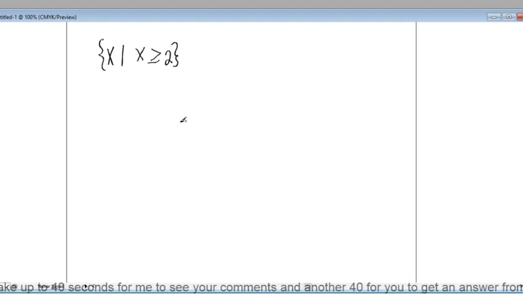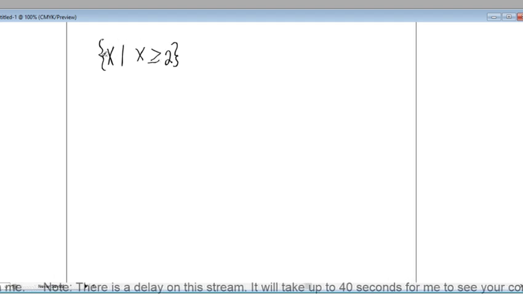Now, this is a very, very simple example of this. They can get much more complicated, but we won't ever get to that in this course. This says, and follow along with me, that we have a set. The curly braces denote a set. A set is just a group of numbers described as x, such that x is greater than or equal to 2.